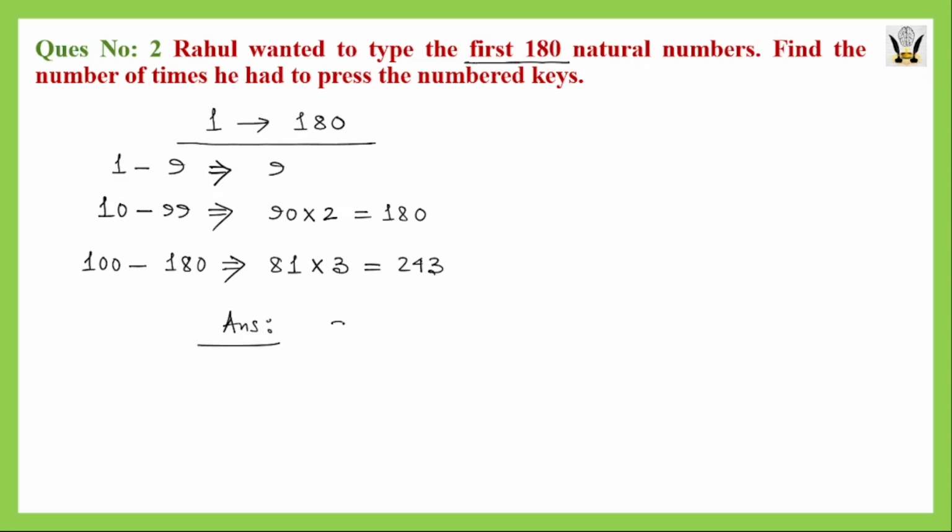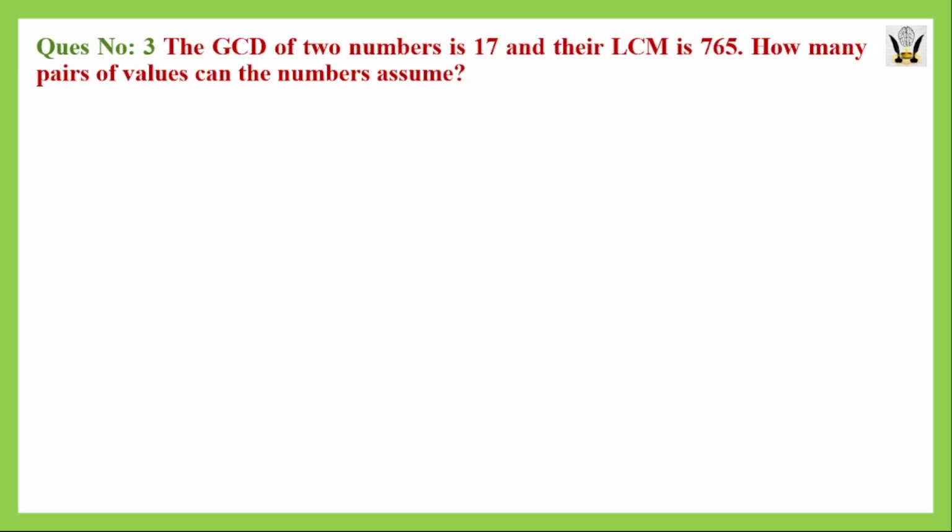So our answer will be 243 times for typing all the 3 digit numbers, then 180 times for typing all the 2 digit numbers, and 9 times for typing all the 1 digit numbers, and in total that will be 432.